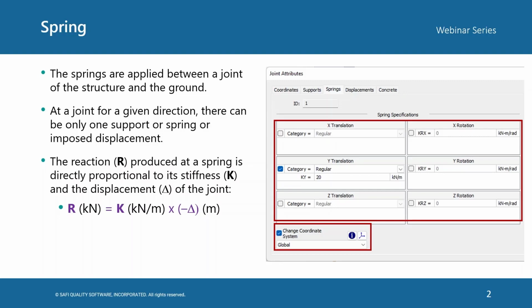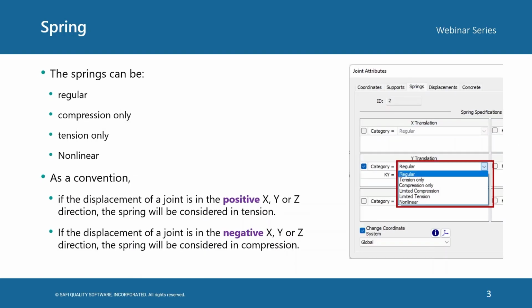There are different types of springs. The regular springs act in compression and tension. We also have compression-only springs, tension-only springs, and we have nonlinear springs.